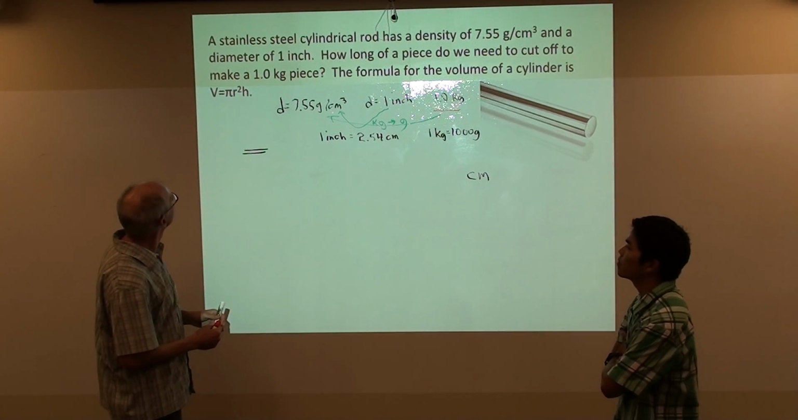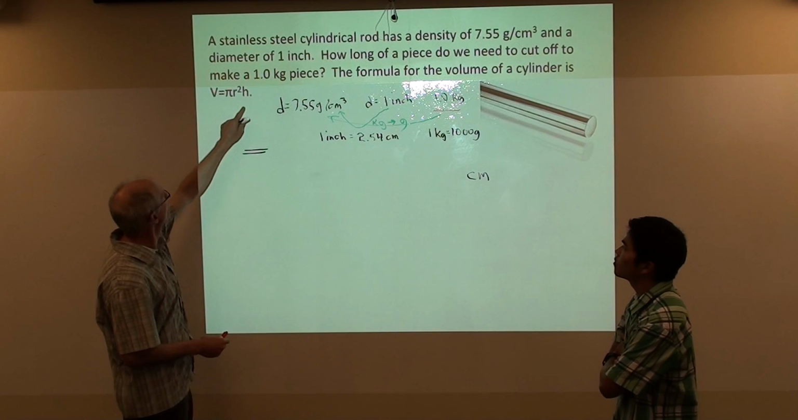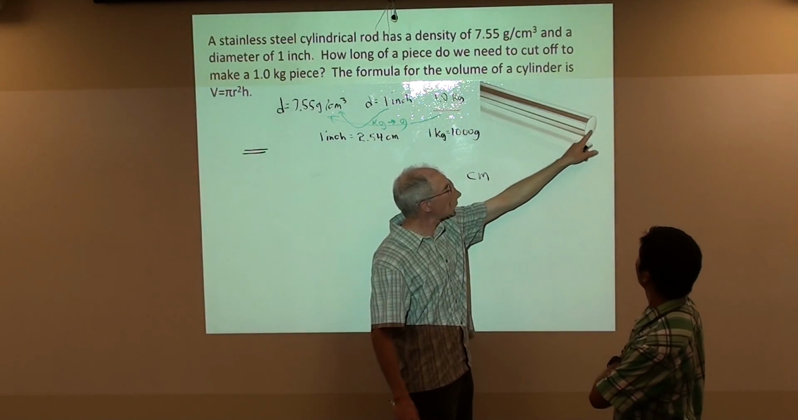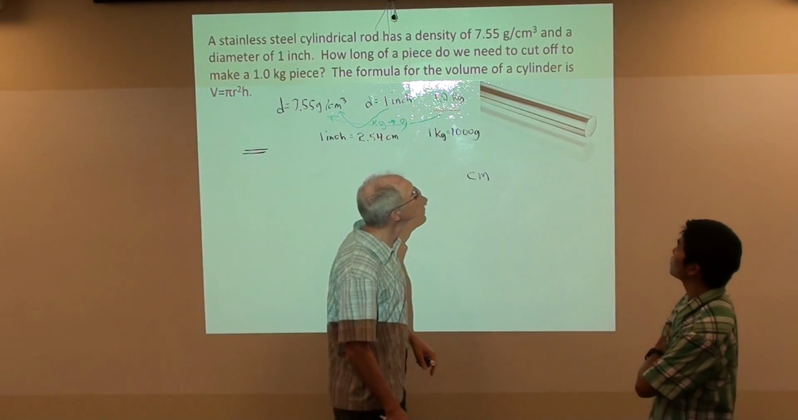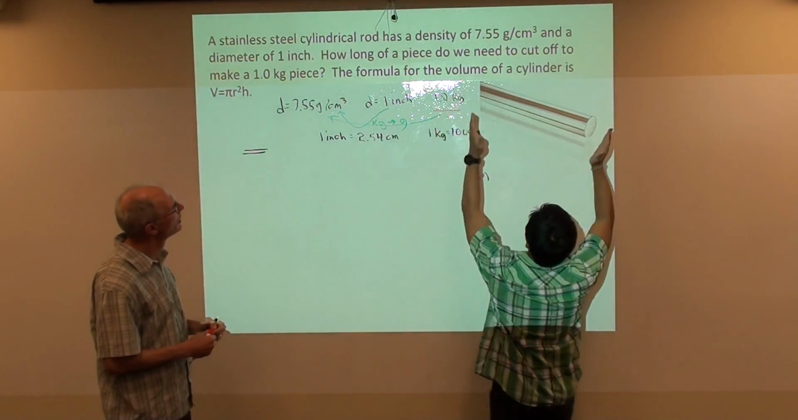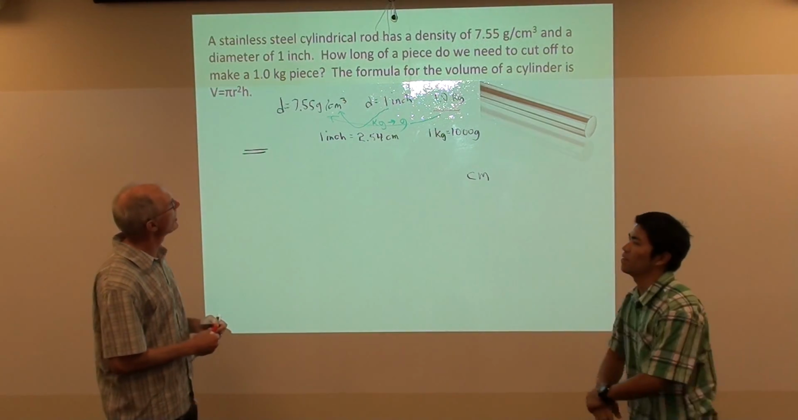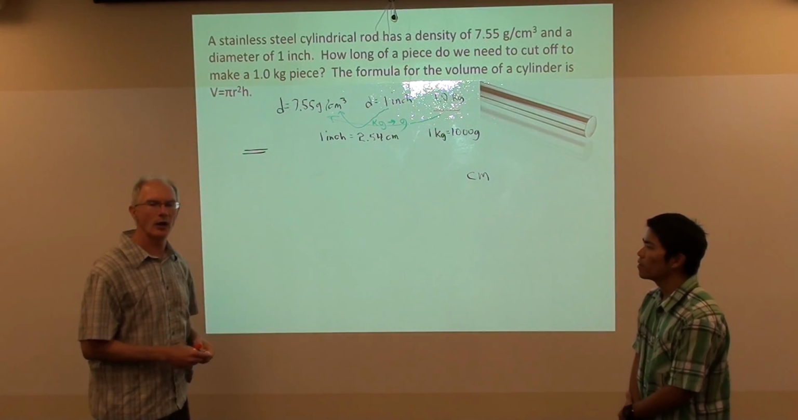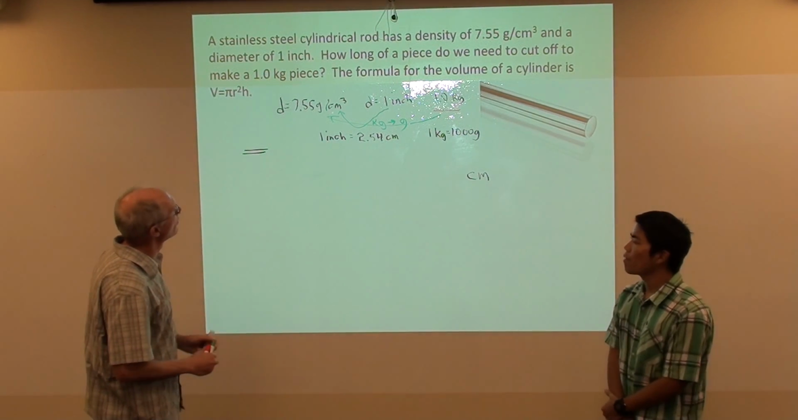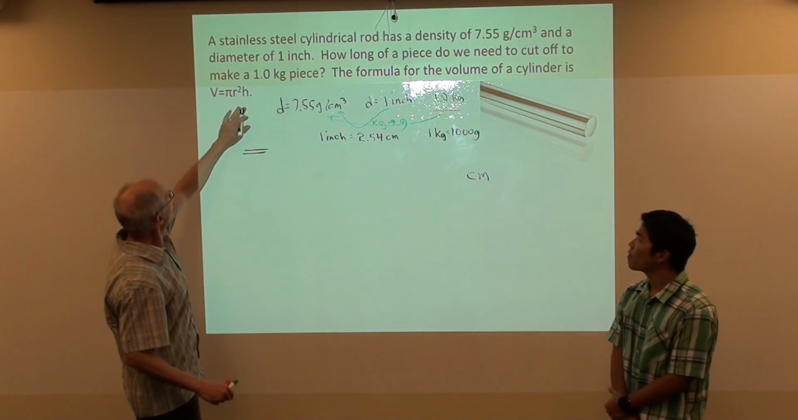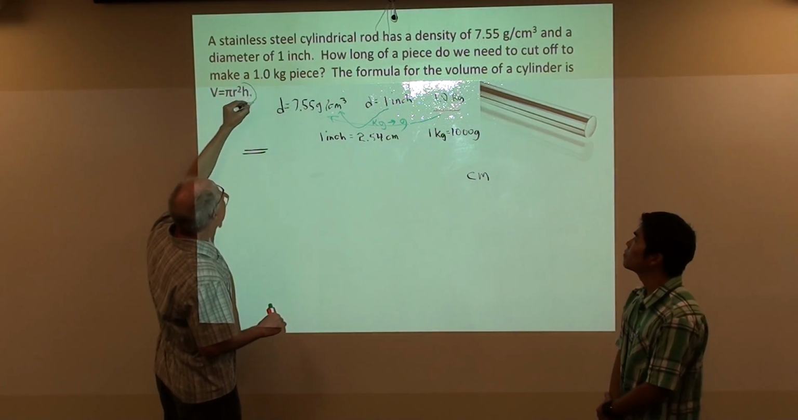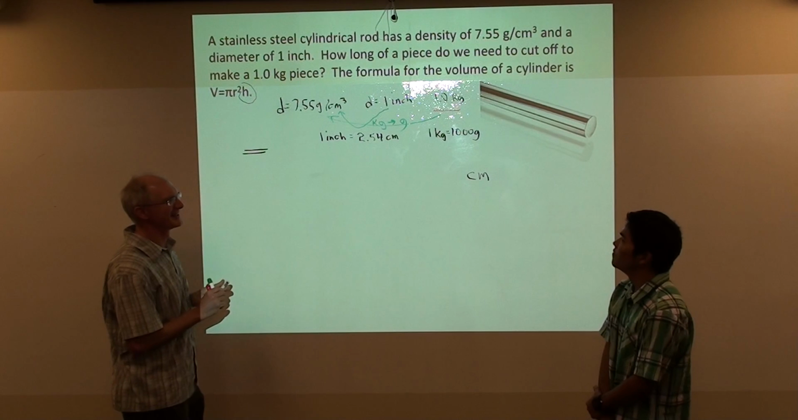What do you think that h corresponds to? If we think about this as the cylinder, well, the diameter is how far across it is. What is the h going to correspond to? The h would correspond to how long it is. Right, the height. Isn't that what we're trying to find out? We're trying to find out how long a piece we need. So that's going to be the height. So I can take this, and what I want to find is the height.